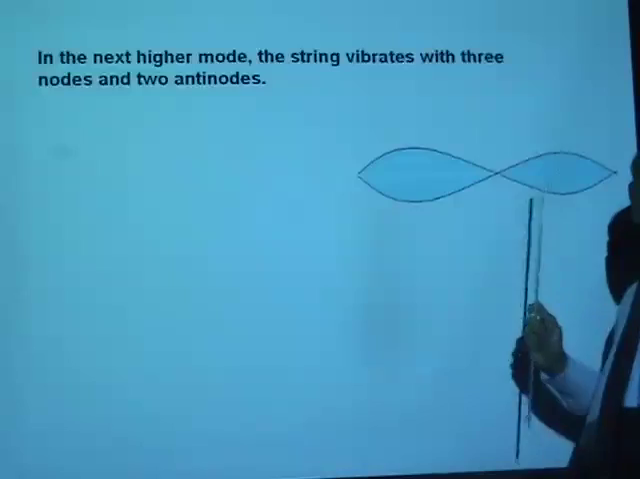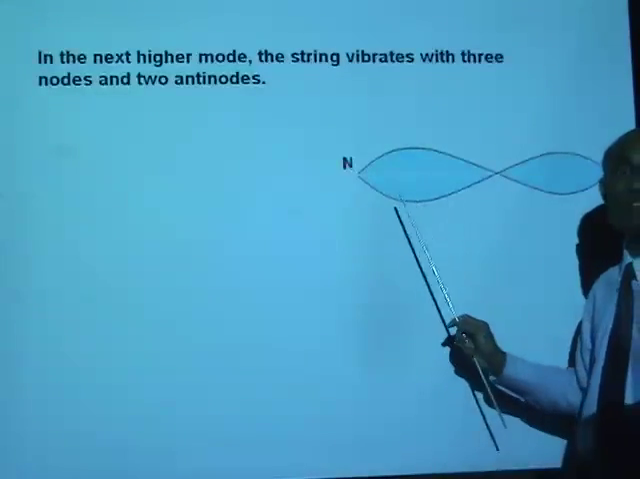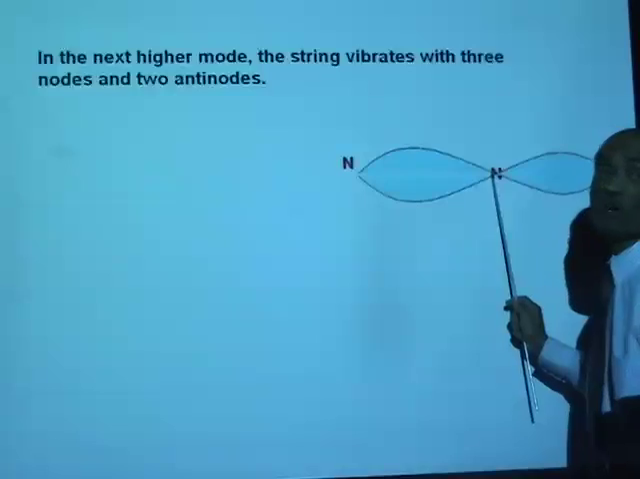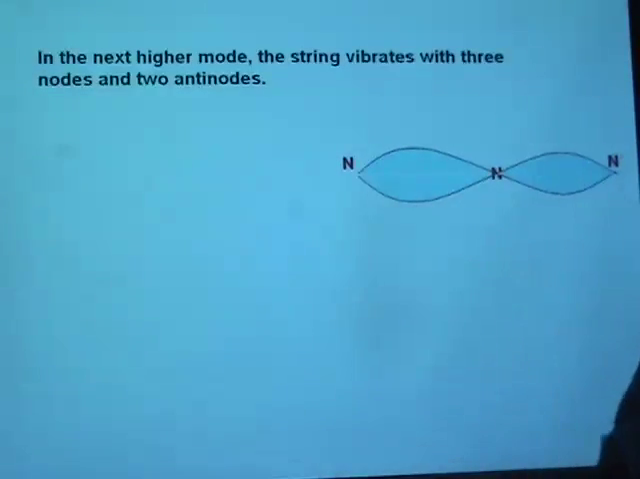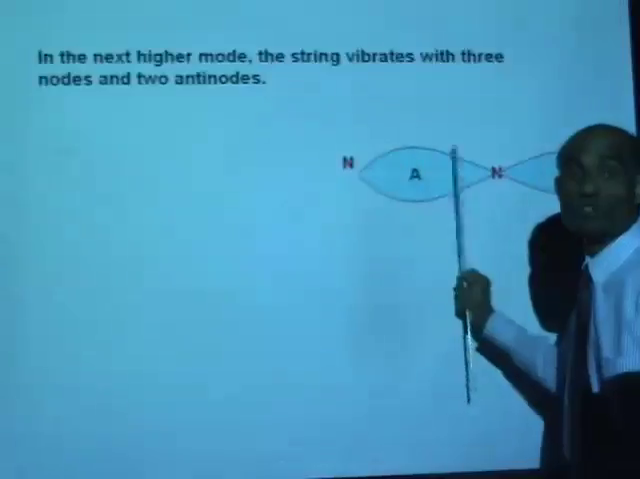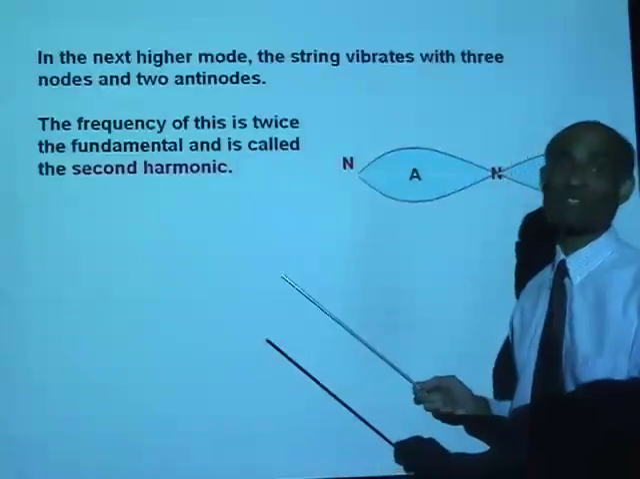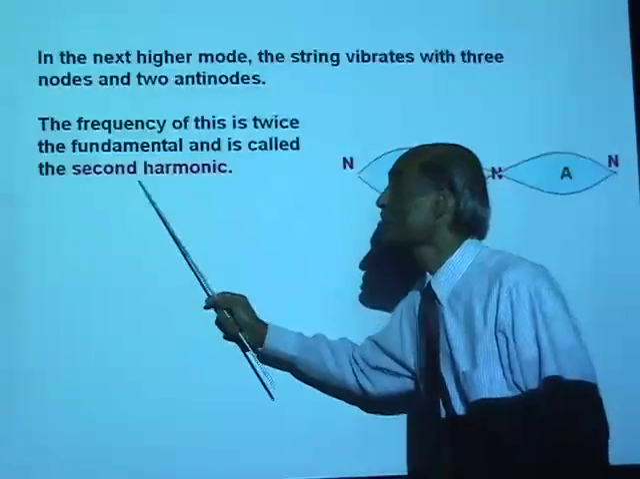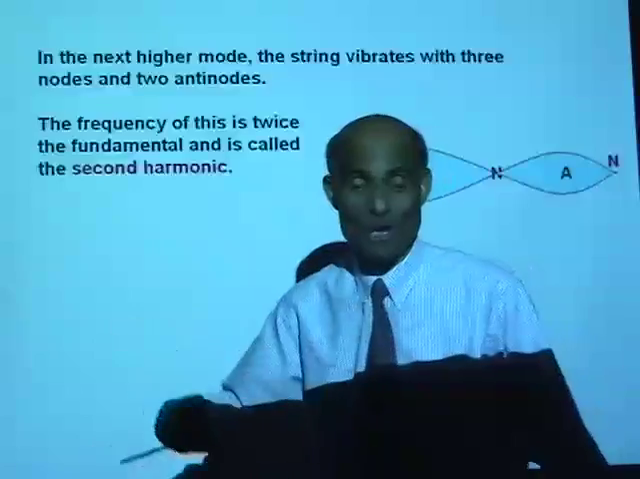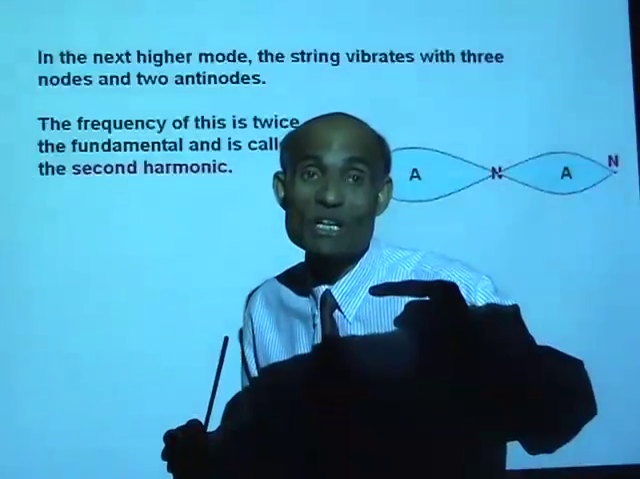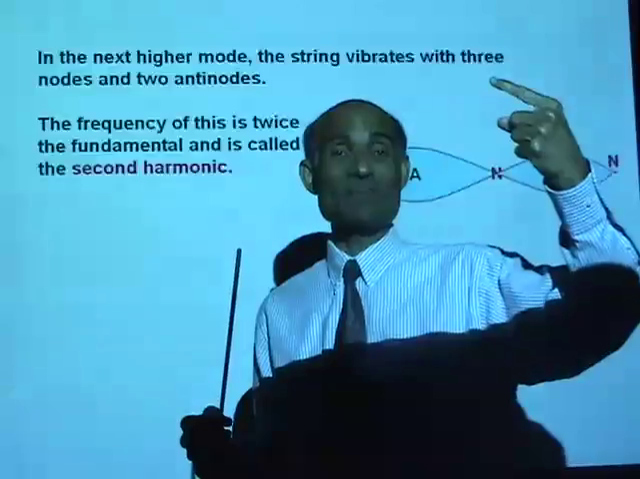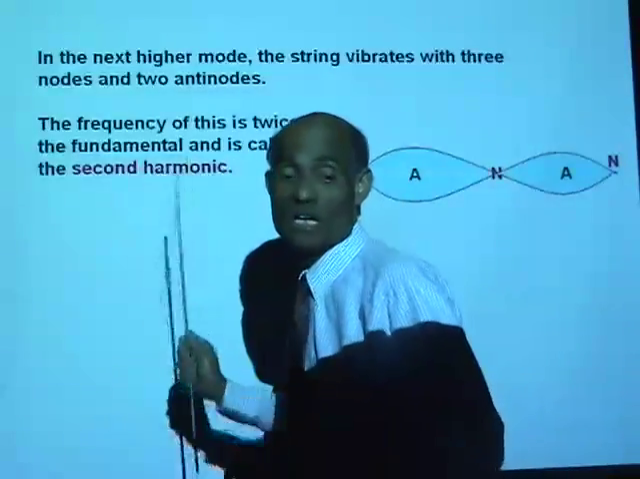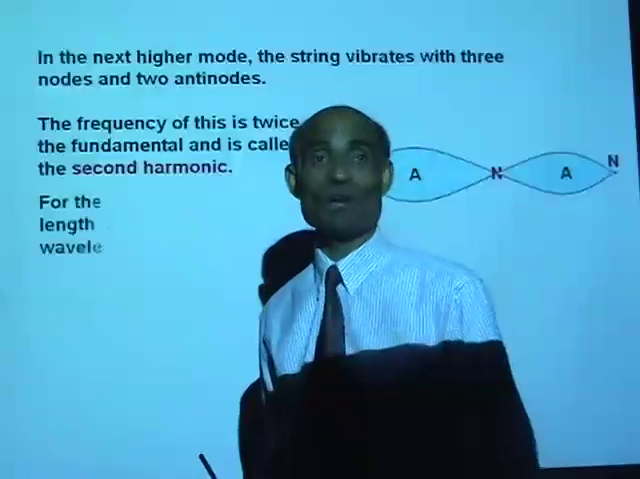The string vibrates in 2 segments. That means there is a node there, a node here, and a node at the other end. There are 3 nodes. And how many antinodes? 2 antinodes. This is the second mode of vibration. The frequency of this is twice the fundamental and is called the second harmonic.